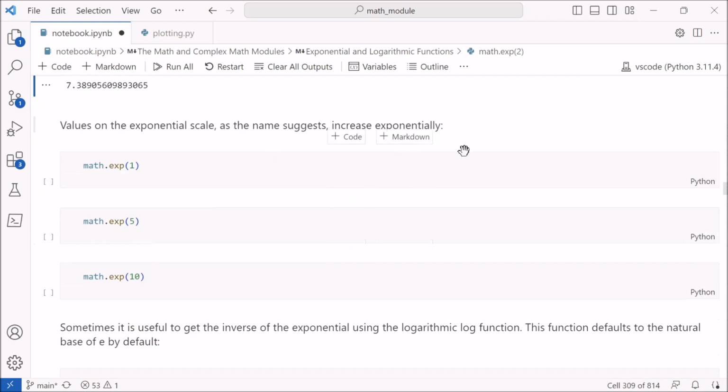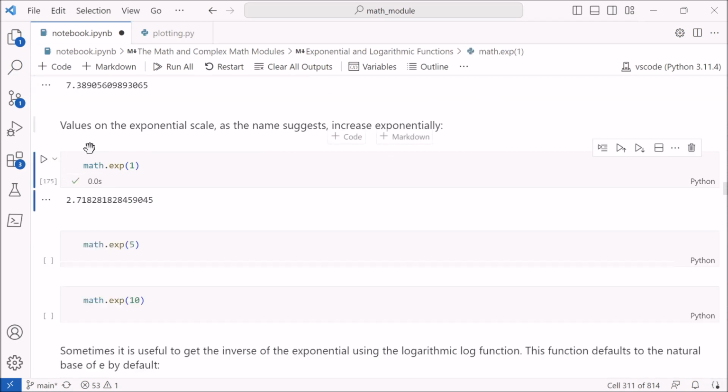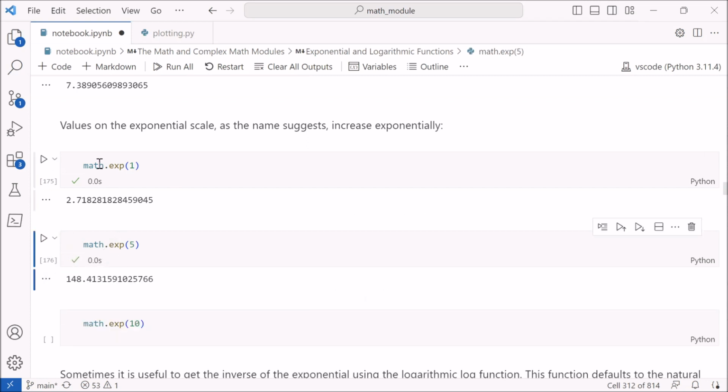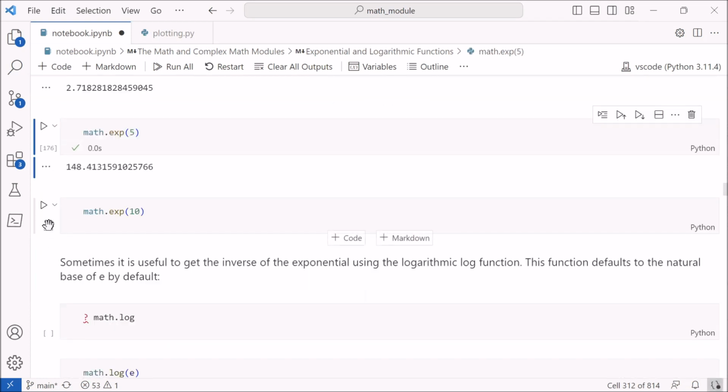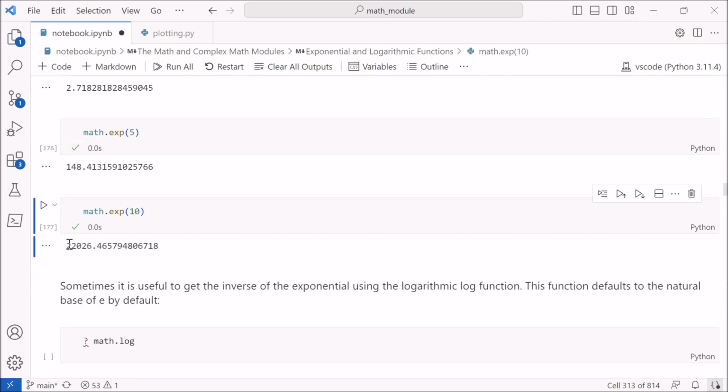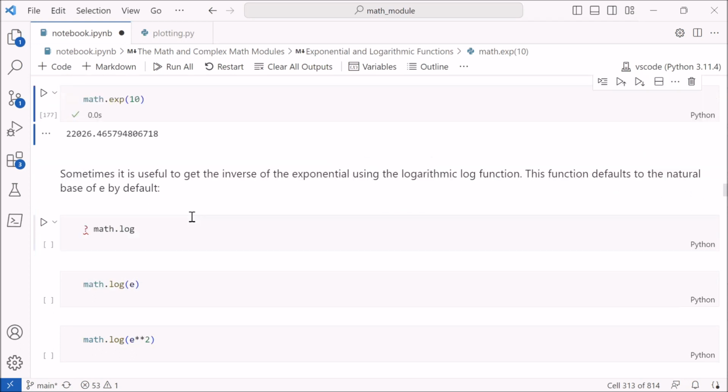Values on the exponential scale, as the name suggests, increase exponentially. So if we have a look at the exp of 1, we get 2.71. The exp of 5 is 148, which is much larger. And the exp of 10 is 22,026, which is much, much larger.